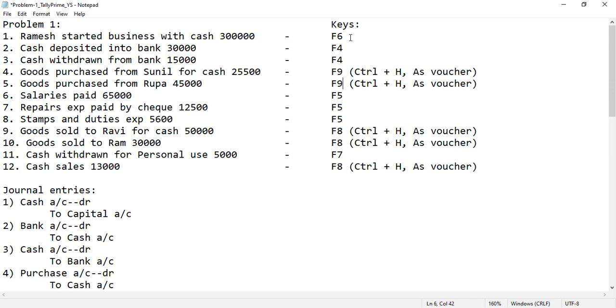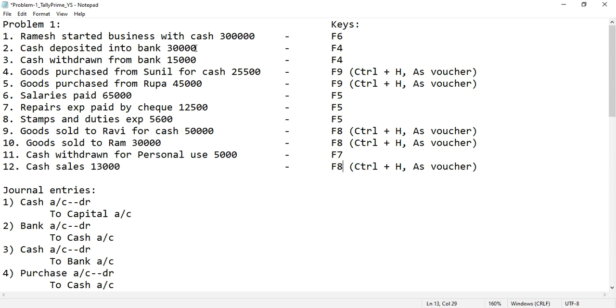And as usual, F9 is for the purchase. We will be discussing the purchase voucher in detail in the software. F5 is payment. Whenever you are making any payment, whether related to creditors or any expenses, whatever it is, you need to put it in F5, nothing but the payment. F8 is sales and F7 is journal. We will be discussing this in detail.